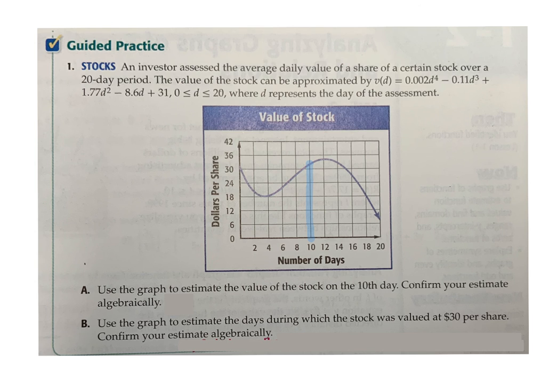$30 a share. So now I'm going to look at the Y values. So 30, it looks like it started out on 30, okay? We know it actually started out on 31 based on the algebra equation, but I would say somewhere around that day. And then we have maybe day 9, somewhere there. And then we have about day 15 or so. So there are multiple times that it hit 30. Obviously, stocks go up and down.